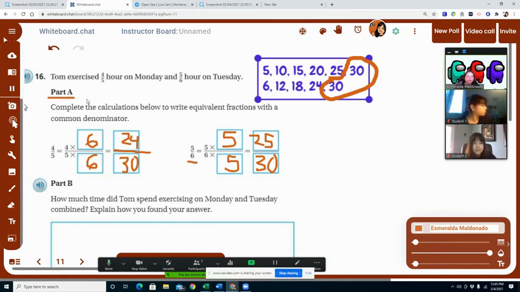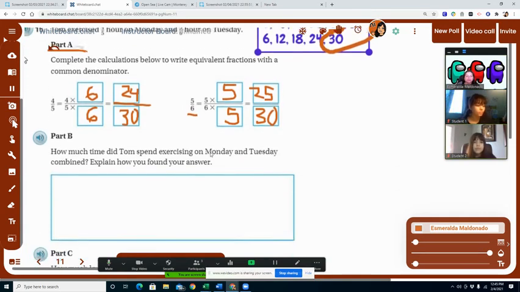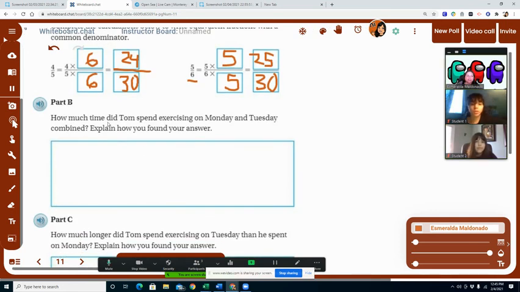So we completed part A, right? Now let's go down and see what B is asking. Part B: How much time did Tom spend exercising on Monday and Tuesday combined? Explain, now you have to explain your answer. So we are combining, so basically we're just adding. That word means to add.